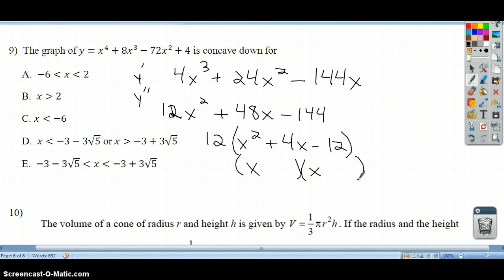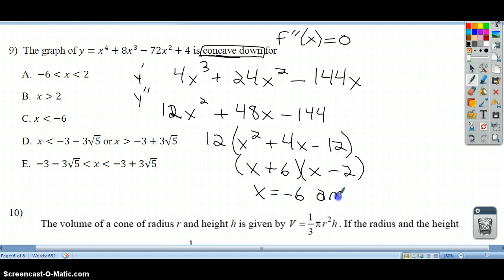All right, so I know concave down. I'm going to find the inflection points first. So when this is 0, so that I can find where it changes concavity, and then I'm going to try values that are in between those and on the outsides just to test the concavity. All right, so this does factor, x plus 6, x minus 2. So x is negative 6 and 2. So it's going to be either A, B, or C.